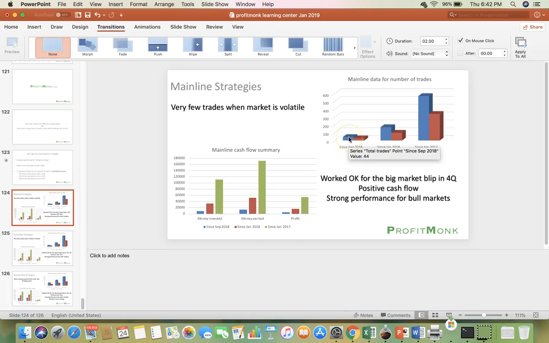In fact, let's see how much that number is. That number looks like 44. So a total of 44 trades were made on mainline strategies, out of which 28 were profitable. The same number for January 2018, the last 1 year: only 170 trades made over the last year, out of which 99 were profitable. And about 567 trades made since January of 2017, out of which 339 were profitable. So this is how it looks.